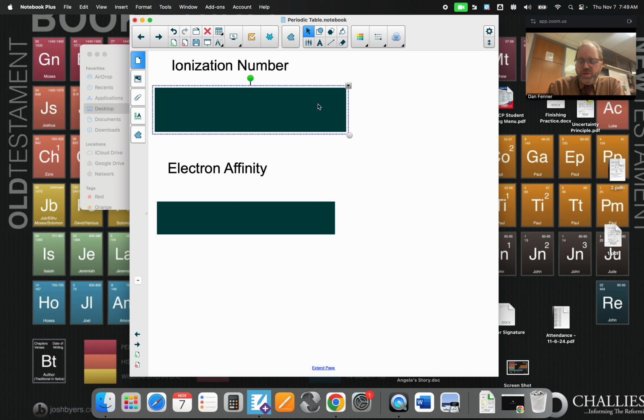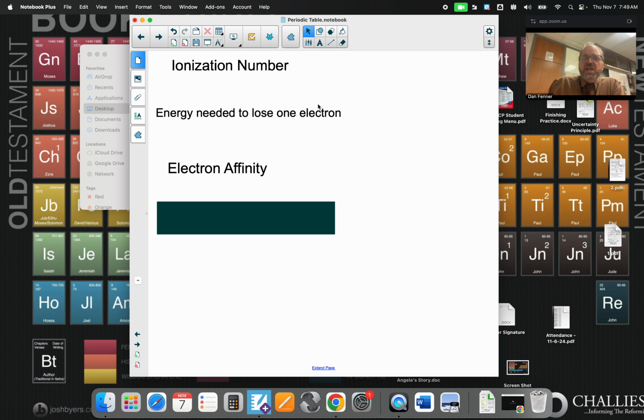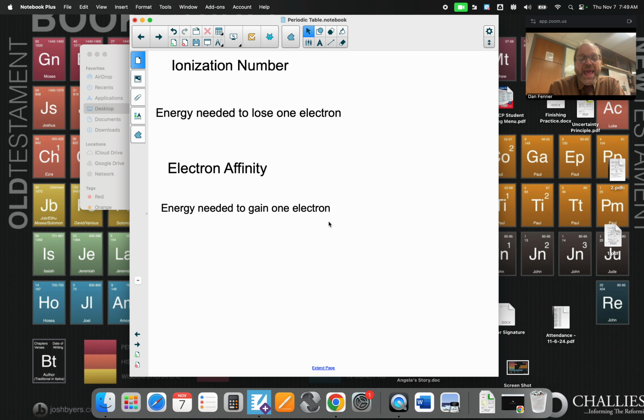Next, we'll look at something called ionization number and electron affinity. Now, these are actual numbered values. Ionization energy is the energy needed to lose 1 electron. So how much energy does it take to kill off an electron? Electron affinity is the energy needed to gain 1 electron. So they're opposite processes. All right, so in reality, this is a number. Everyone has its own number, and it's expressed in kilojoules per mole. We're going to talk about that later. It's a unit of chemical reactions.